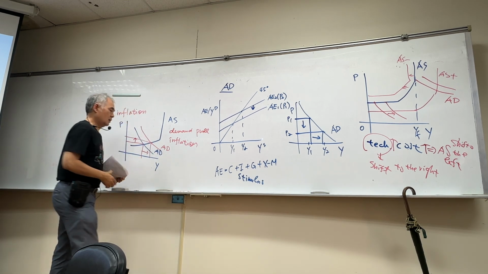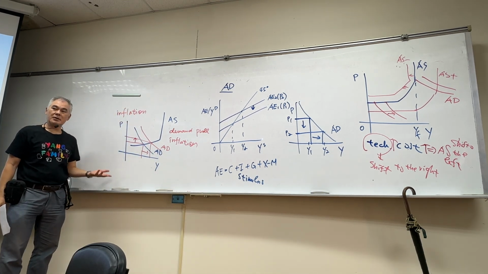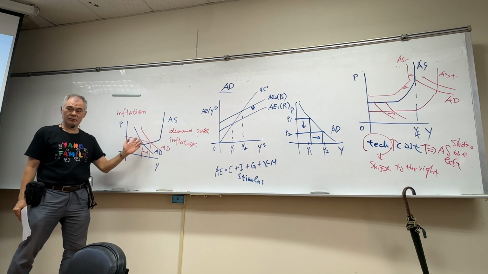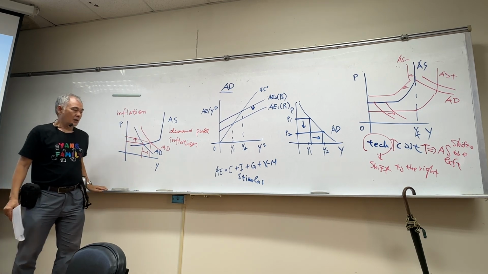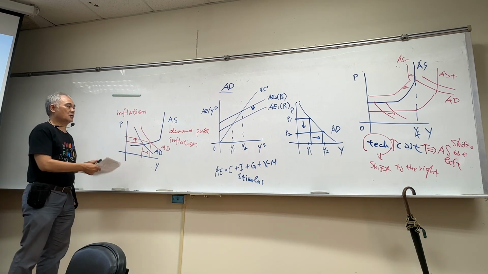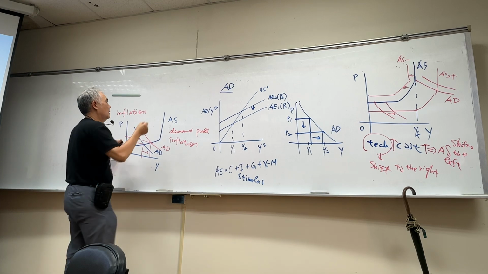Okay. So why do we have inflation? Because you have too much demand. And the other one is called cost push. Okay, cost push.